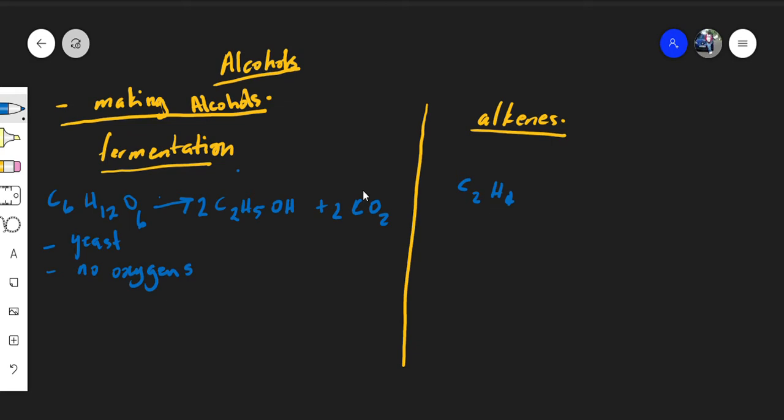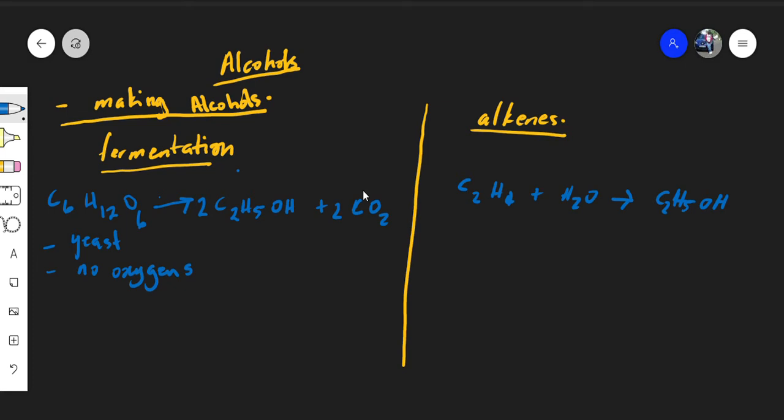Or we can make this from alkenes, and obviously it will be hydration with steam in this case, right? And we are going to get our output, C2H5OH. That's what we are going to get, and that's what is happening. This is actually an addition reaction, right?